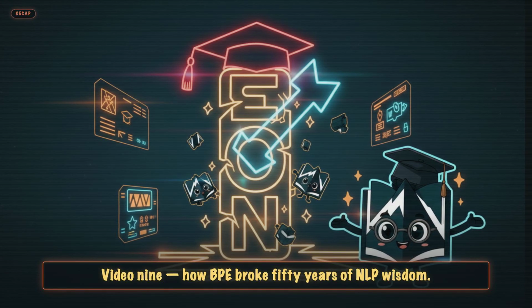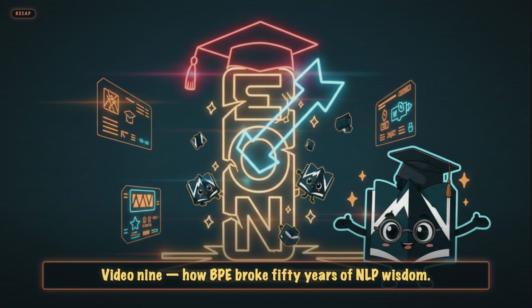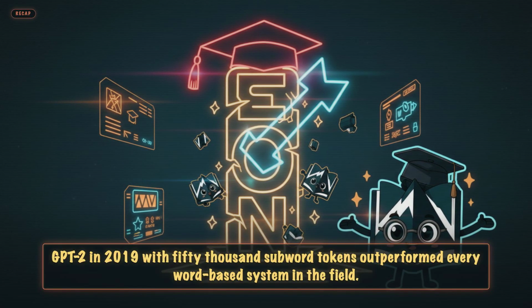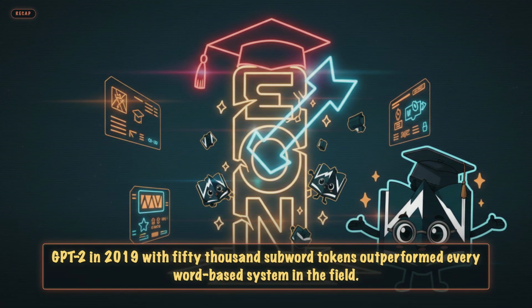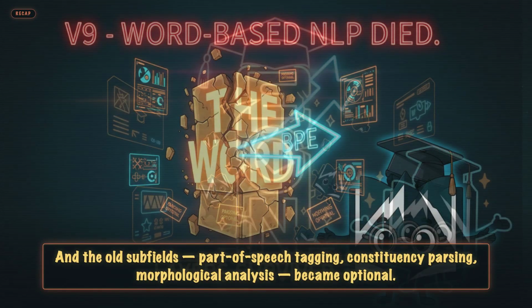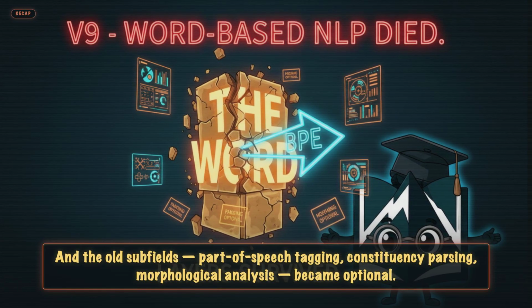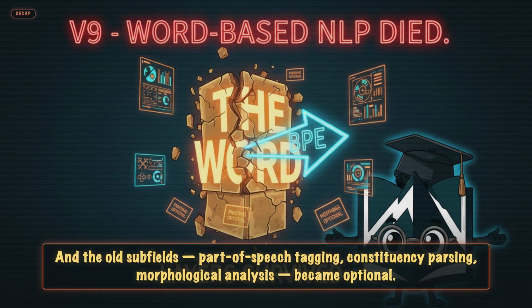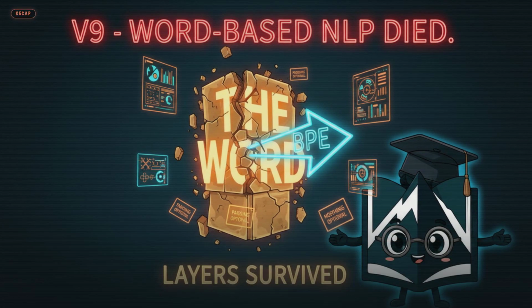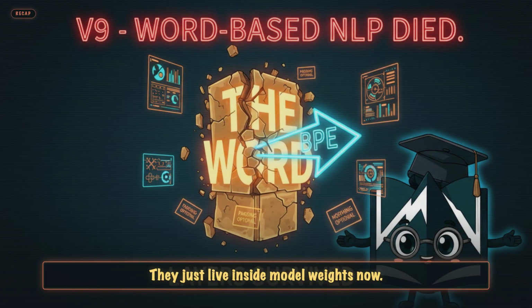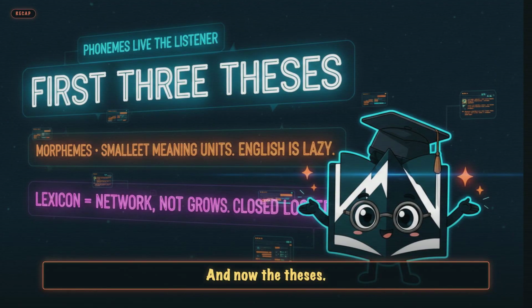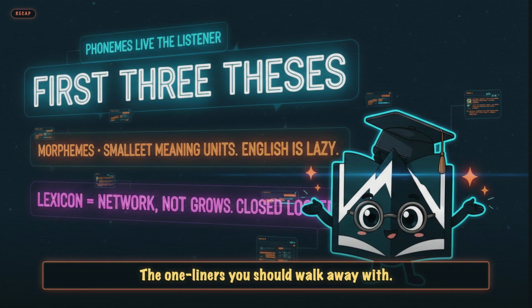Video 9, how BPE broke 50 years of NLP wisdom. GPT-2 in 2019 with 50,000 subword tokens outperformed every word-based system in the field. And the old subfields, part-of-speech tagging, constituency parsing, morphological analysis, became optional. The layers of language are still real. They just live inside model weights now. And now the theses, the one-liners you should walk away with.